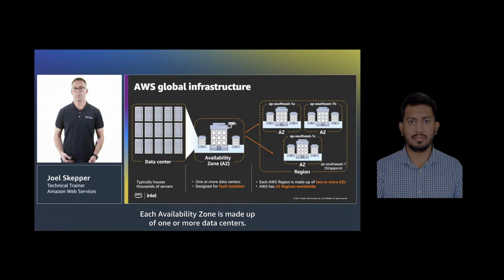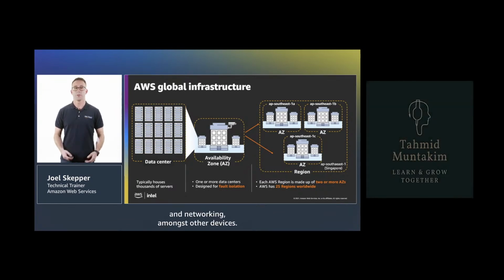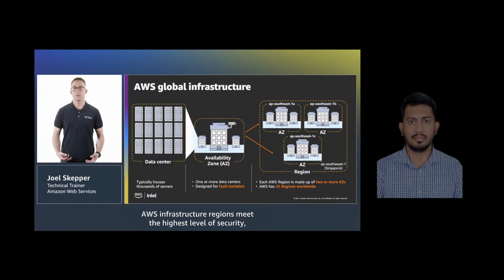Each availability zone is made up of 1 or more data centers. The data center is a highly secure facility housing all of the physical infrastructure that makes up the cloud, such as compute servers, physical disk for storage and networking, amongst other devices. For the majority of workloads, you will interact only with the region or the availability zone. AWS infrastructure regions meet the highest level of security, compliance, and data protection, and there's currently 25 regions worldwide.